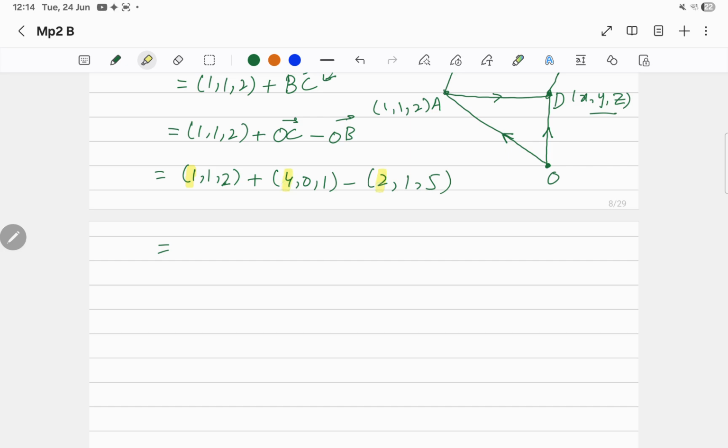Now if you work out these vectors, you need to add the x coordinates together. So 1, 4 and minus 2: 1 plus 4 is 5, 5 minus 2 is 3, so the x coordinate is 3. If you add the y coordinates, 1, 0 and minus 1, because you have the negative outside, it will be 0. And for the z coordinates, 2, 1 and minus 5: 2 plus 1 is 3, 3 minus 5 is minus 2. So we got the position vector OD, which implies D has the coordinates 3, 0 and minus 2.